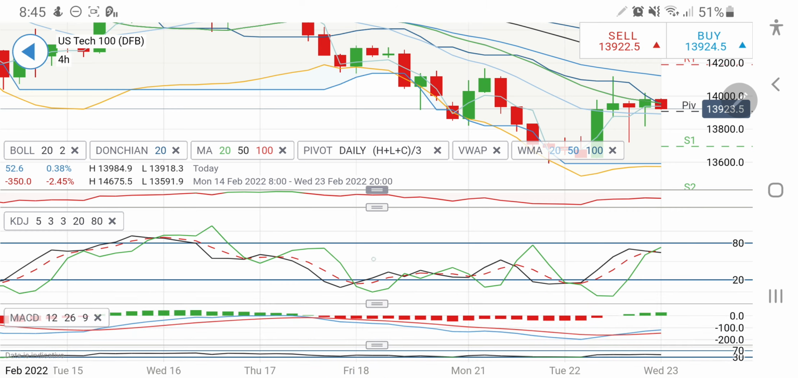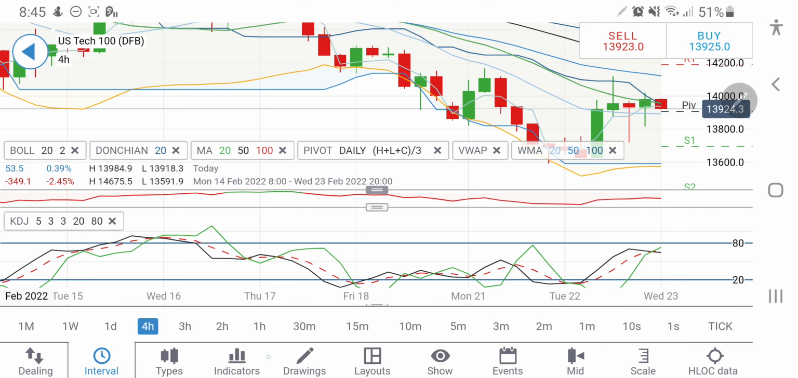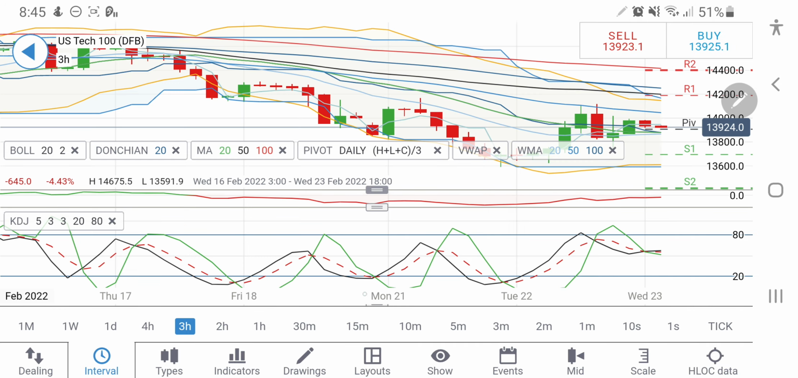Stochastic trying to cross over on a sell side on the 4-hour charts. So yes, 3-hour charts are comfortable, and I have given you the summary. Take a short entry at 13,870. The next target 13,830, 13,800 will come into picture. If 13,800 is taken, it will directly drop towards 13,720, and below that it can drop till 13,600 also.